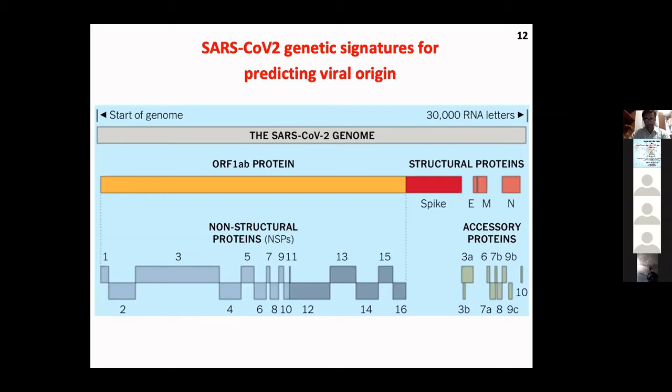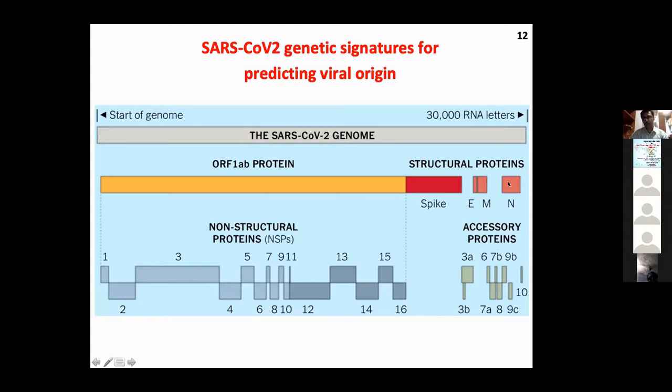Whereas the structural proteins here in the later part of the genome code for some of the structural elements that make the viral structure. There are proteins like the spike protein, envelope protein, the membrane protein, and the nucleocapsid protein, all of which come under the structural elements.